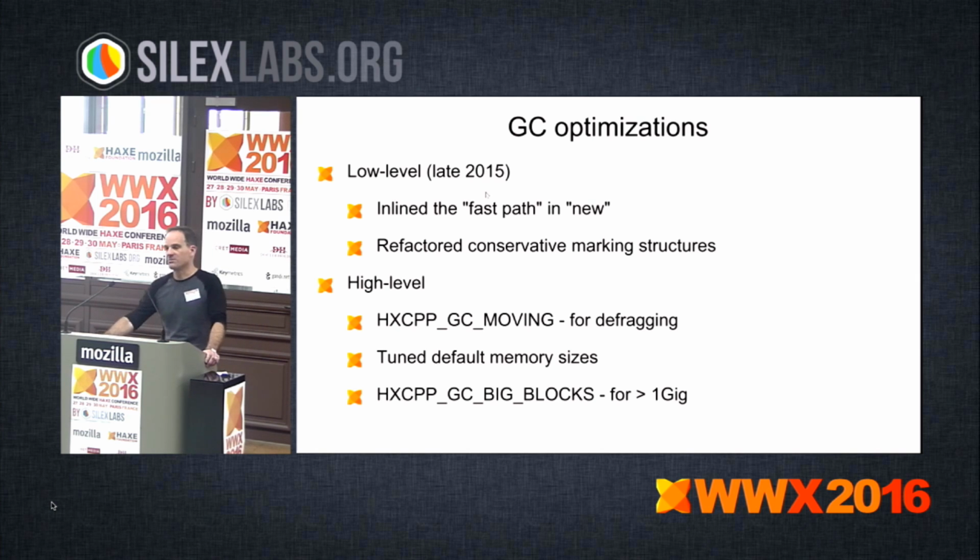And I've added this GC big blocks define, which allows you to have more than 1 gigabyte of memory under control of Hxcpp. It just uses a slightly different structure. It could probably go on by default. I think it was a teeny weeny bit slower for a small project, but that's not always an option there. I think you'll know if you need more because it'll crash on you, and that's the time to start putting it on.